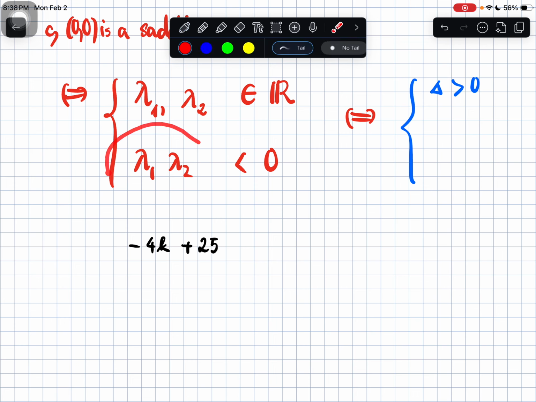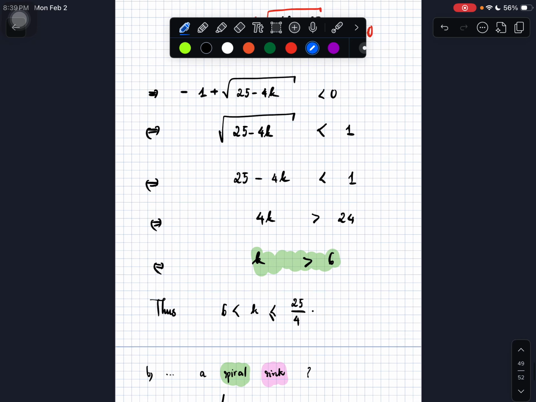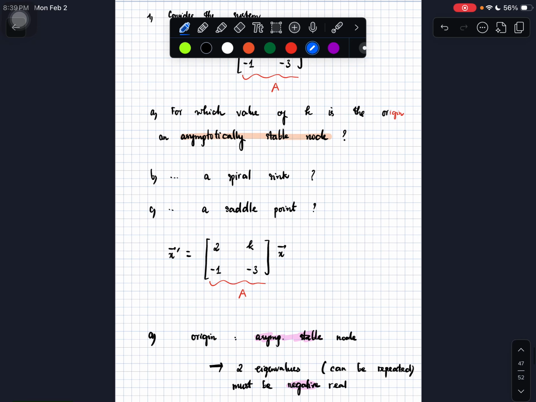The second one, lambda 1 times lambda 2 is negative. So this is actually the determinant of A is negative. The product of two eigenvalues gives us the determinant of the matrix. Delta bigger than 0 is equivalent to 4k less than 25, k less than 25 divided by 4. Determinant of A less than 0. This is A.